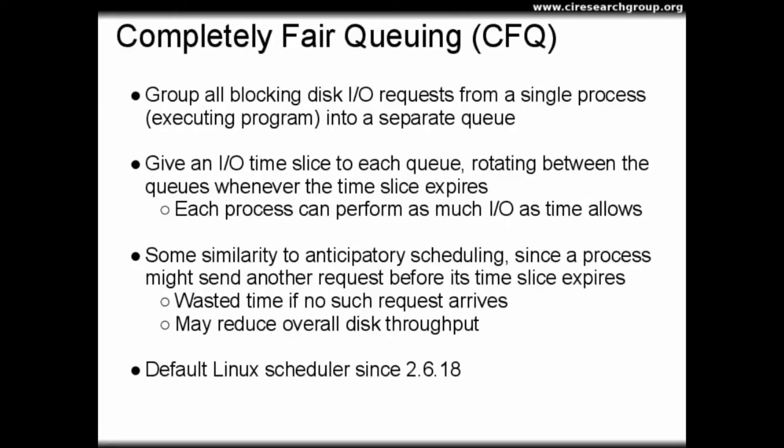However, this algorithm can waste time if a process does not immediately turn around and send another request. Thus, it can reduce the overall disk throughput, since there could be idle times while waiting to see if another request will come in before a time slice expires. This has been the default scheduler in Linux since 2.6.18.